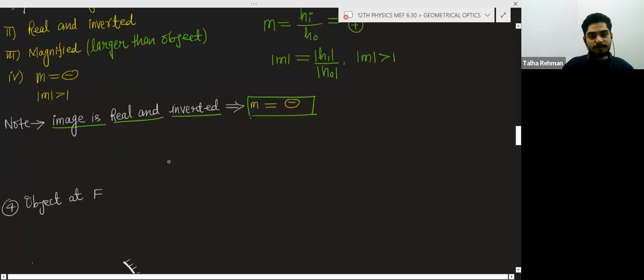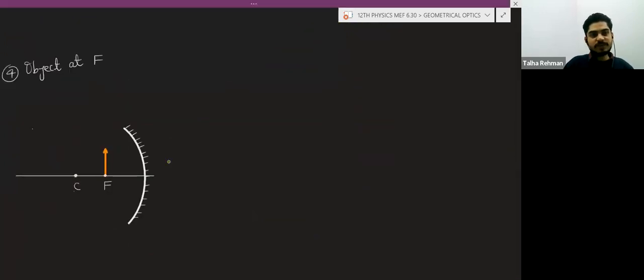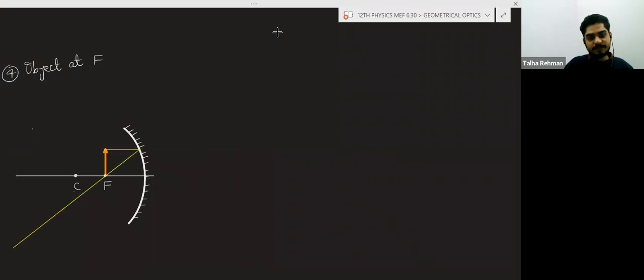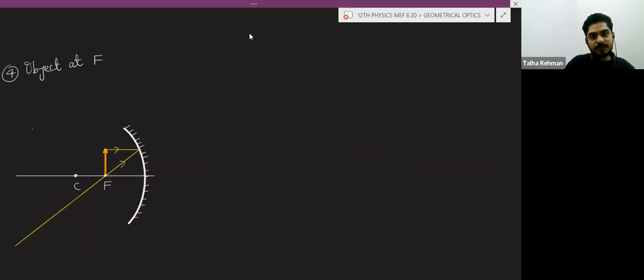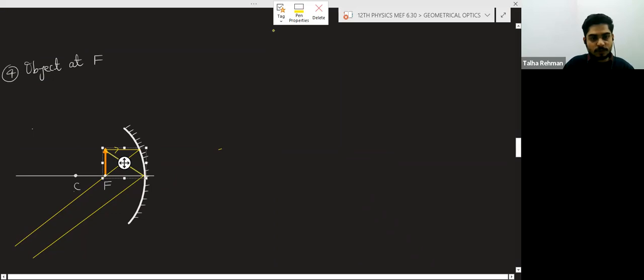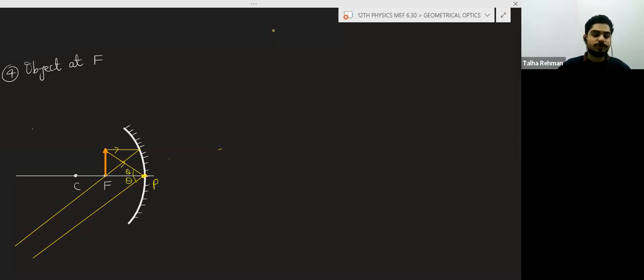Okay. Now we will place the object at focus, and we will see where the image will form. So first ray of light is parallel, and after reflection it will pass through the focus. Now another ray will pass through the pole, and after that it will become parallel. So this is the pole here, and if this angle is theta, this angle will also be theta. Earlier I have told you.